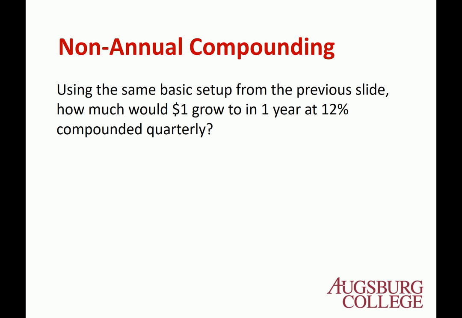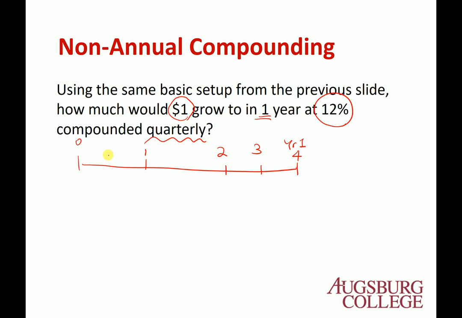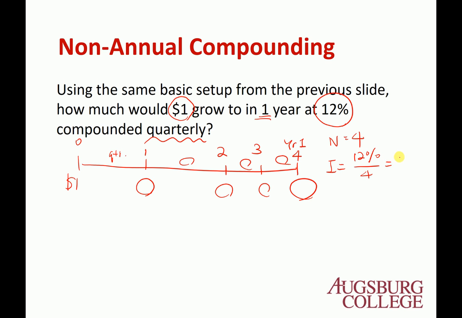Right? Now, a different example. Same basic setup as the previous one. What about $1 in 1 year? Now, 12% compounded quarterly. Again, there are two changes. One is the number of periods, right? So now, instead of 1 year, year one is here, but this is the fourth quarter, right? So with quarterly compounding, this is the first quarter, second quarter, third quarter, fourth quarter, 1 year, right? Your $1 earns interest here, and finally here. So your n equals 4. Now the interest is 12% divided by 4, the quarterly rate, which is 3%, right?